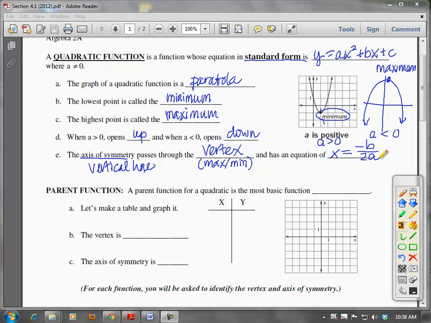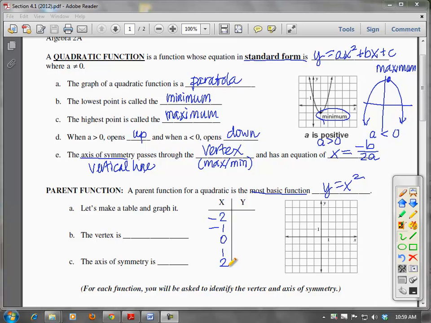Now, let's take a look at a parent function. A parent function is the most basic function, and so for a parabola, the most basic one is y equals x squared. What I'm going to do is make a table, okay? And when I make a table, I'm going to pick x values, -2, -1, 0, 1, and 2. And for a basic parabola, you could always use these ones. Now, as we begin to shift our parabola around the graph, we're going to change where it goes. But for right now, we're going to start here.